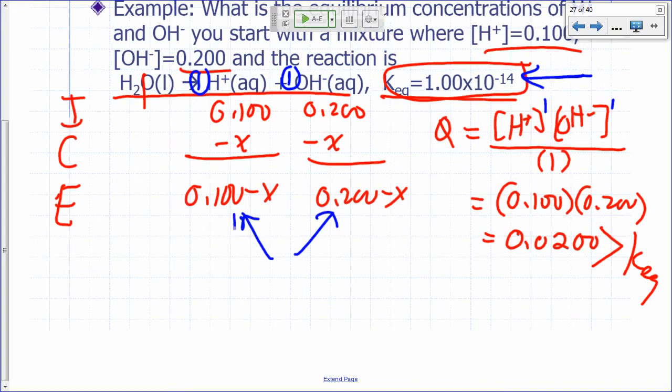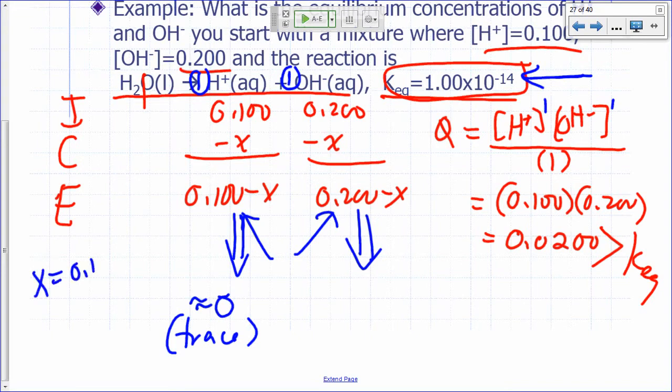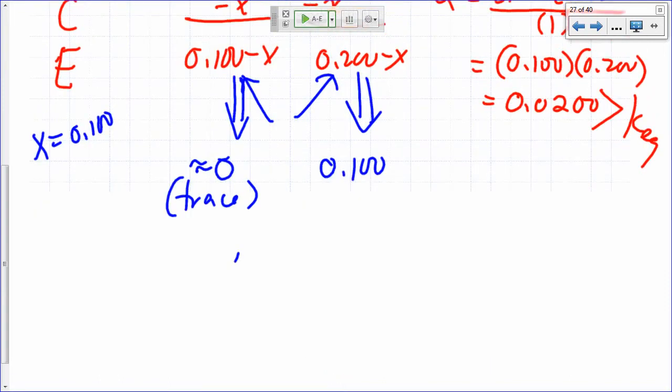The 0.1. So this is going to end up being essentially 0, right? Trace amounts. And what happens to 0.2? You lose 0.1 out of that, right? So your X is going to be equal to 0.1. So this is going to be 0.100. So what would I do to get my actual concentration of H plus?